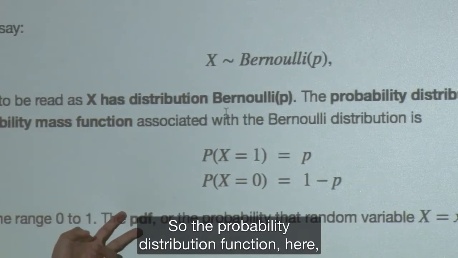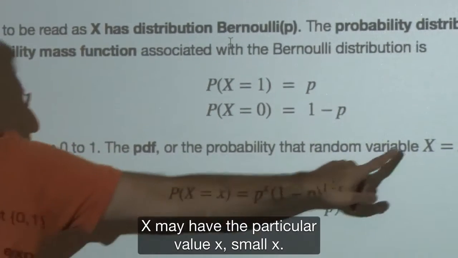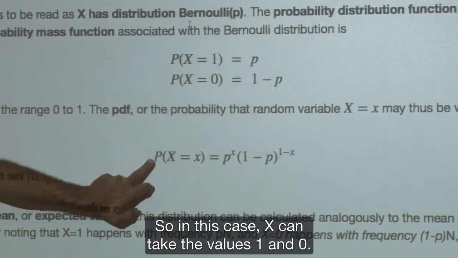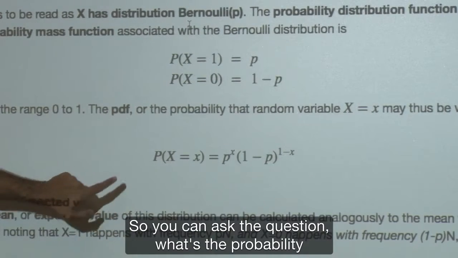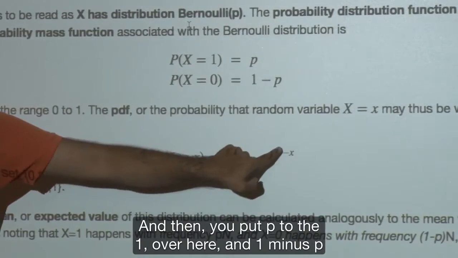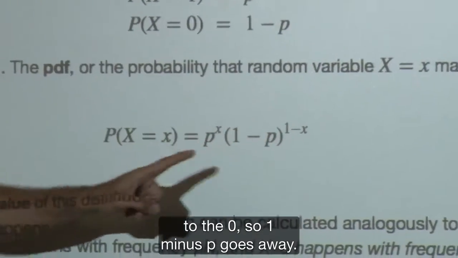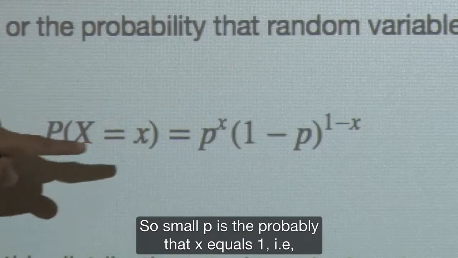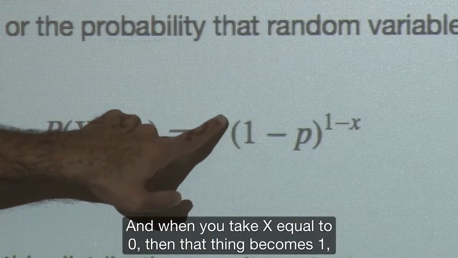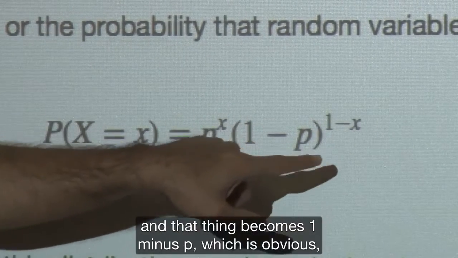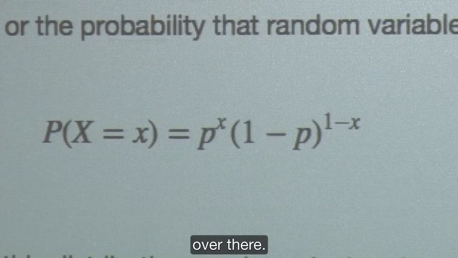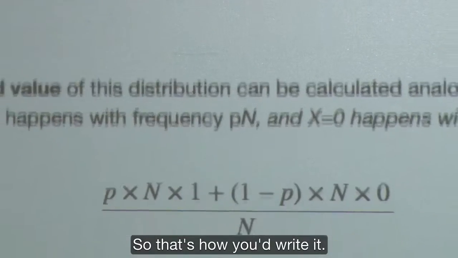The probability distribution function here is the probability that a random variable x has the particular value small x. In this case, x can take the values 1 and 0. So you can ask the question, what's the probability that x equals 1? Then you put p to the 1 over here and 1 minus p to the 0. 1 minus p to the 0 is 1, so the 1 minus p goes away. So small p is the probability that x equals 1, i.e. the probability of heads. And when you take x equal to 0, then that thing becomes 1, and that thing becomes 1 minus p, which is kind of obvious. This 1 minus p is the probability of tails. So that's how you'd write it.